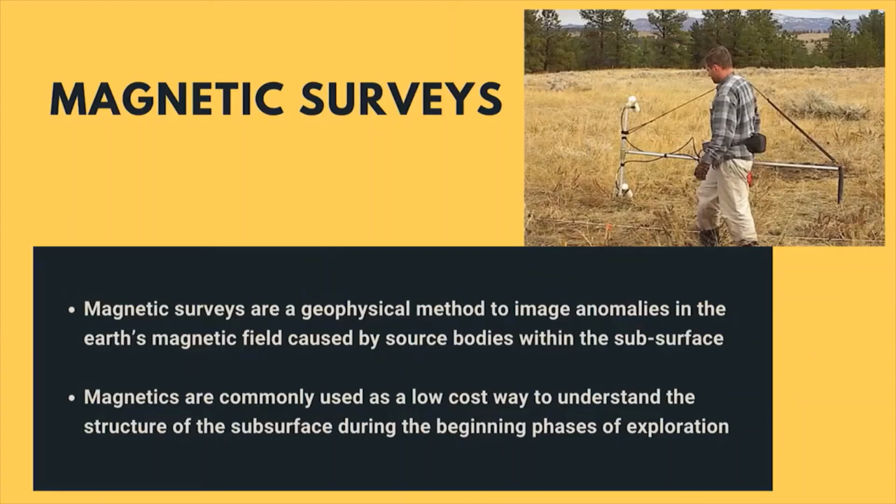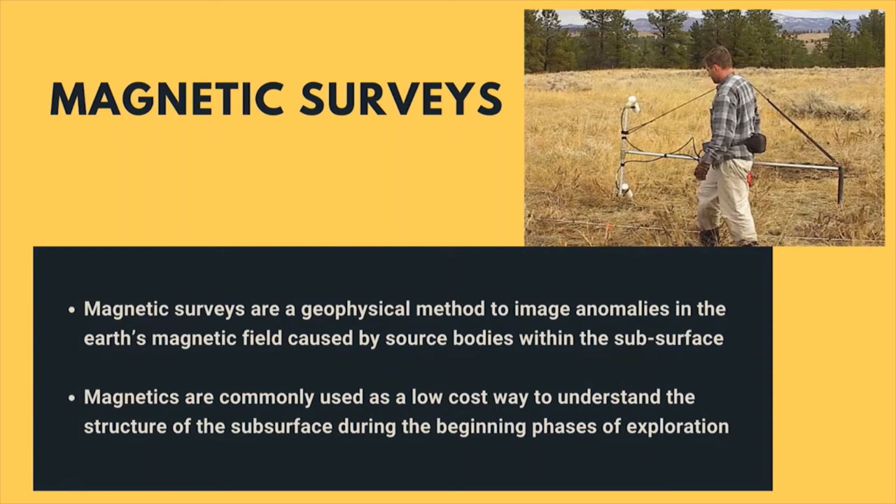Magnetic surveys. Magnetic surveys are a geophysical method to image anomalies in the Earth's magnetic field caused by source bodies within the subsurface. So, as I said earlier, the oil is trapped between different kinds of rocks. That is, it is in between the impermeable rock and the sedimentary rock, and it is available in the reservoir rock. Each of these rocks has different kinds of properties, and through magnetic survey and other techniques, we are able to figure out what kind of rocks are available at different depths.